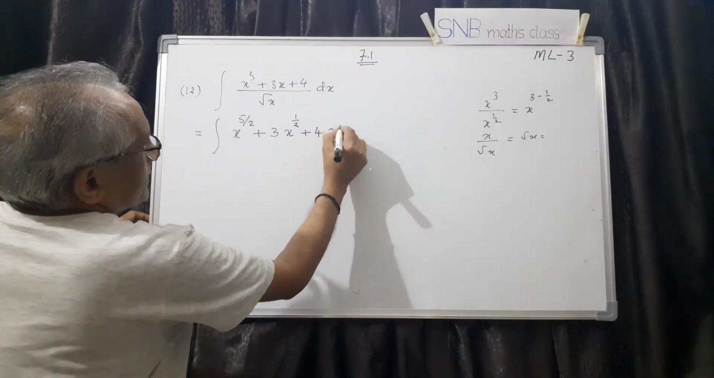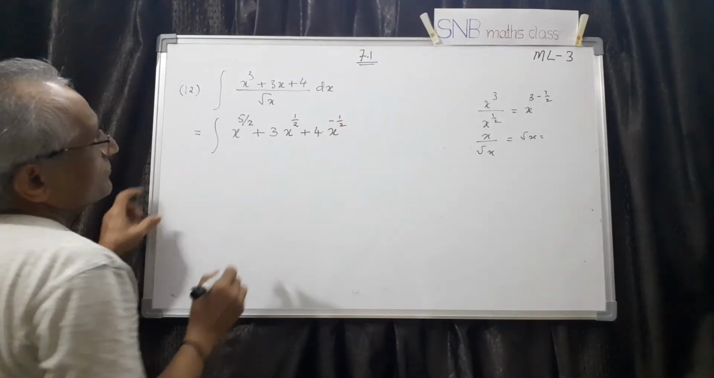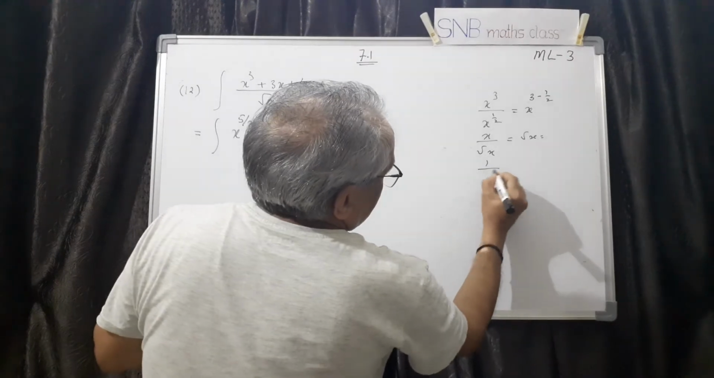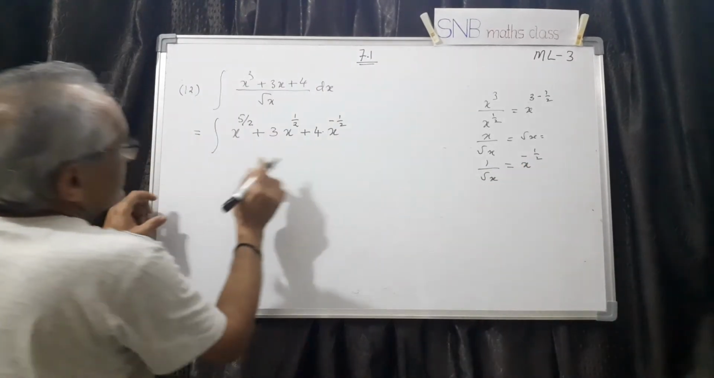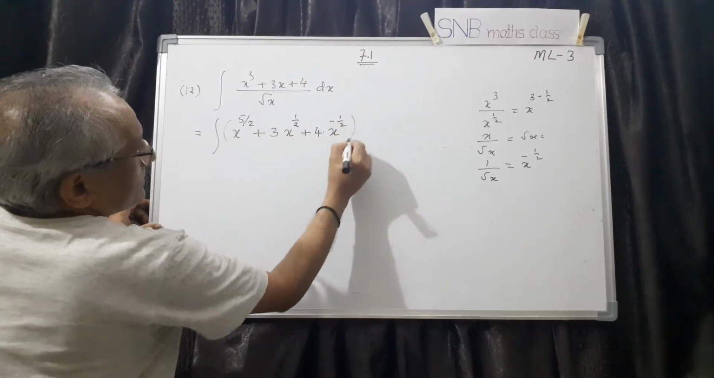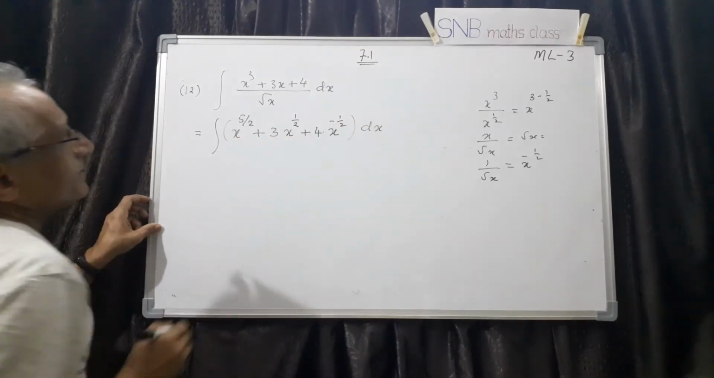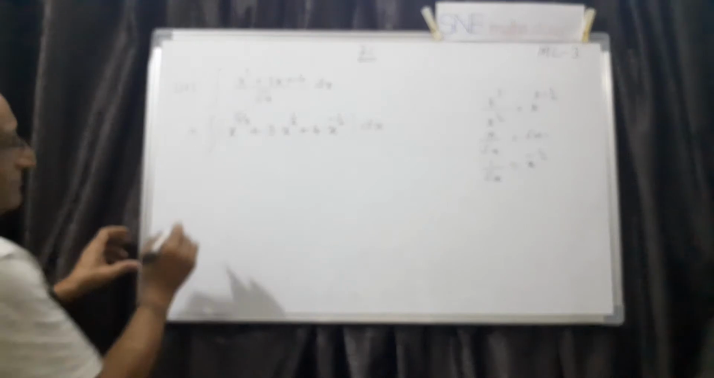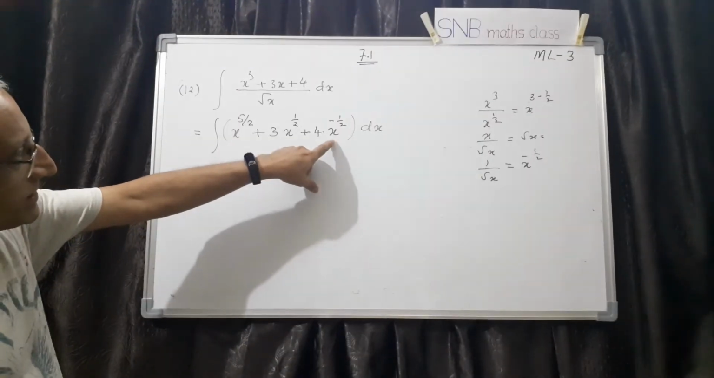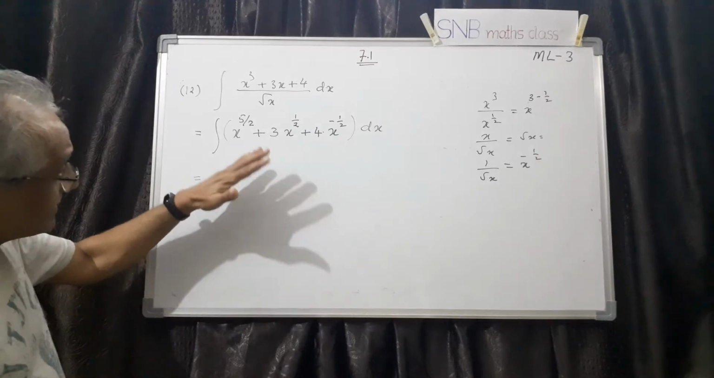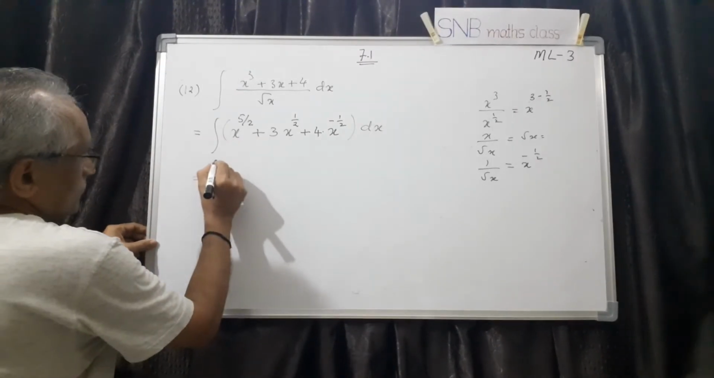This 4 into x power minus half. Because 4 by root x, 1 by root x, you can write x power minus half. So this is the first thing you have to understand. So then dx. Then there is no fun because this is x power n, this is also x power n, this is also x power n. Since we are beginners, let us write them using the rule only.